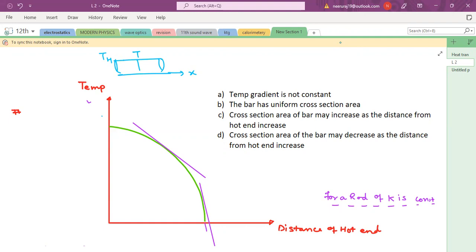Now they're asking us, these are four options you need to specify. The temperature gradient is constant. The rod has uniform cross section area. So this rod has a uniform cross section area. Cross section is increasing or cross section is decreasing. This is all about this. So bacho, you just try to solve the question, pause it for a few minutes and then solve it.